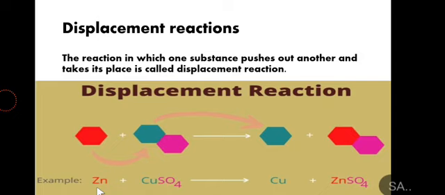Now zinc, being highly reactive as compared to copper sulfate, will remove this copper and it will make zinc sulfate while copper will be left behind. So here you saw that zinc has displaced copper and it has taken its place and formed the zinc sulfate while the copper has been left behind.